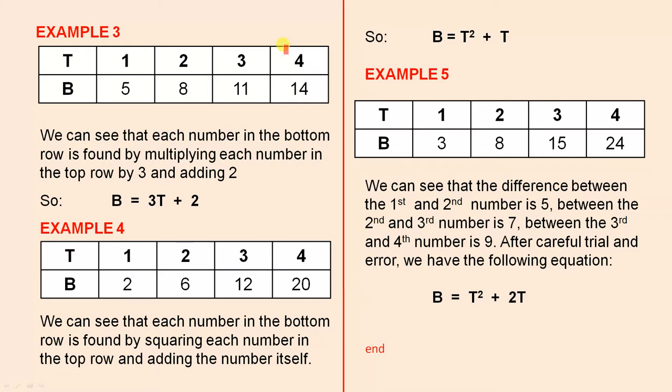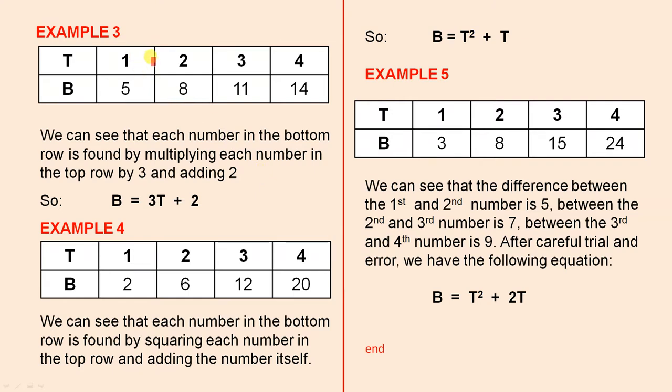1 squared is 1, 2 squared is 4, 3 squared is 9, 4 squared is 16. Example 3. T is 1, 2, 3, 4. And B is 5, 8, 11, 14. We can see that each number in the bottom row is found by multiplying each number in the top row by 3 and adding 2.